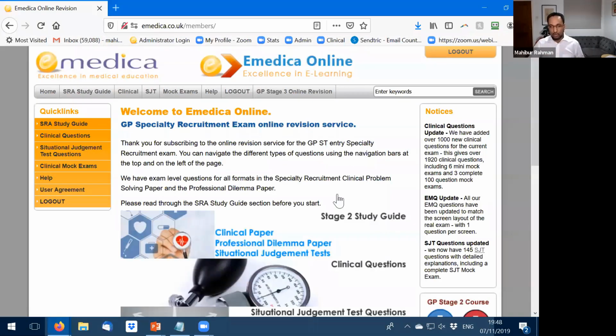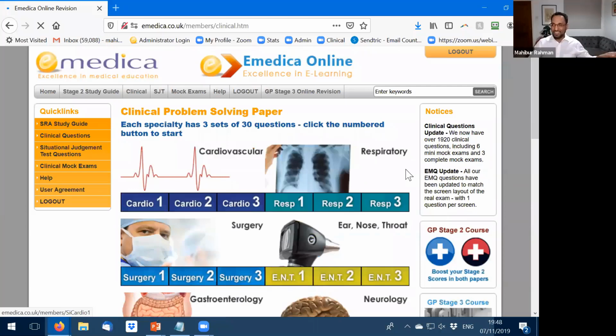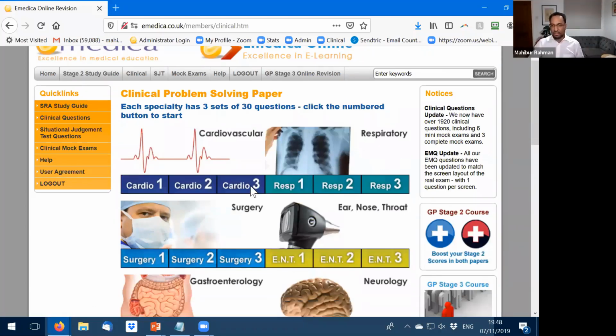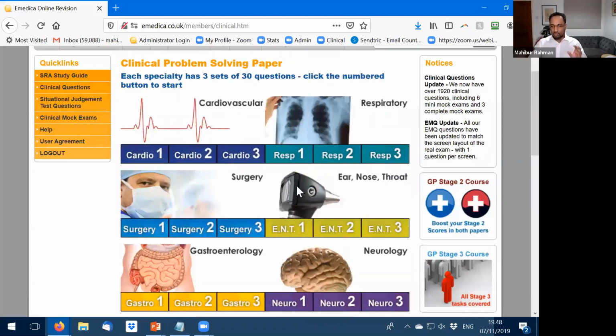So look, we've got clinical, we've got SJT. Our clinical are mapped to those same topics that we saw earlier: cardiovascular, respiratory, surgery, ENT, urology, hematology. You can see we've got the same sections, okay?